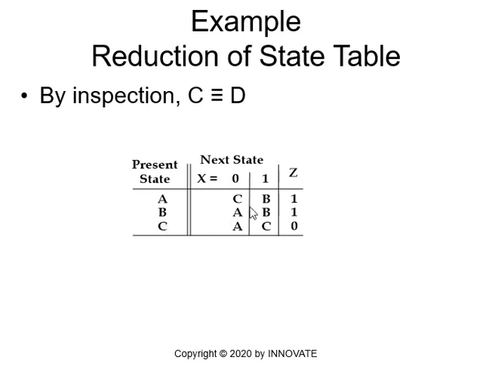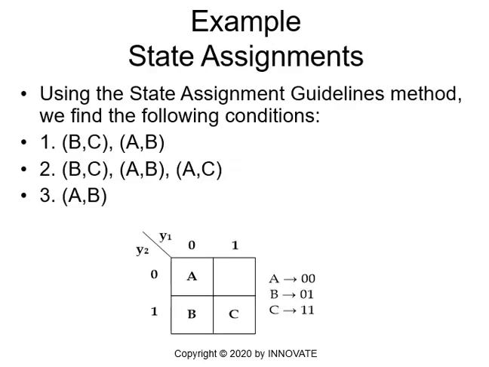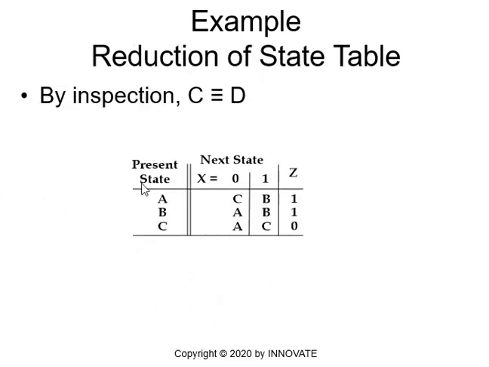The same thing if we look when x is 1, the present state A has the next state B, and the present state B has the next state B. So AB must be adjacent to each other. Therefore, the first guideline will have BC and AB. BC because they have the next state A, and AB because they have the next state B and B.